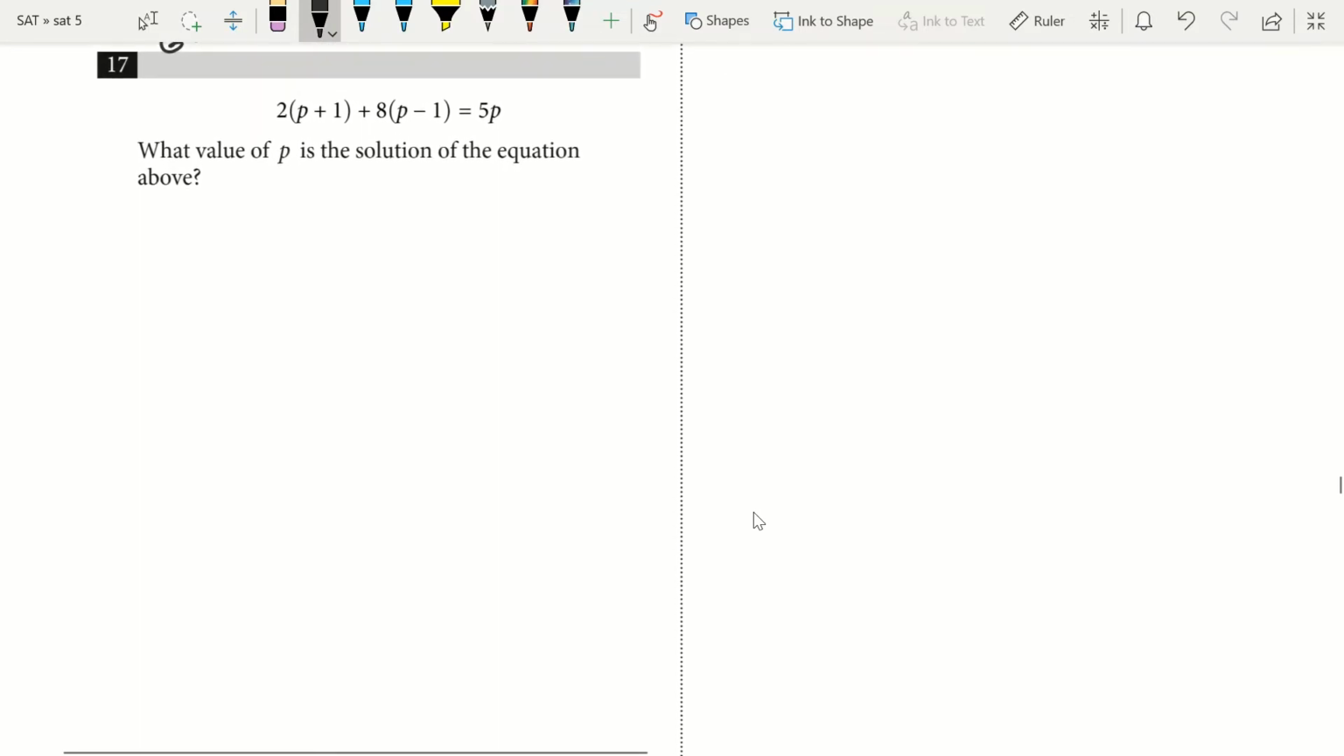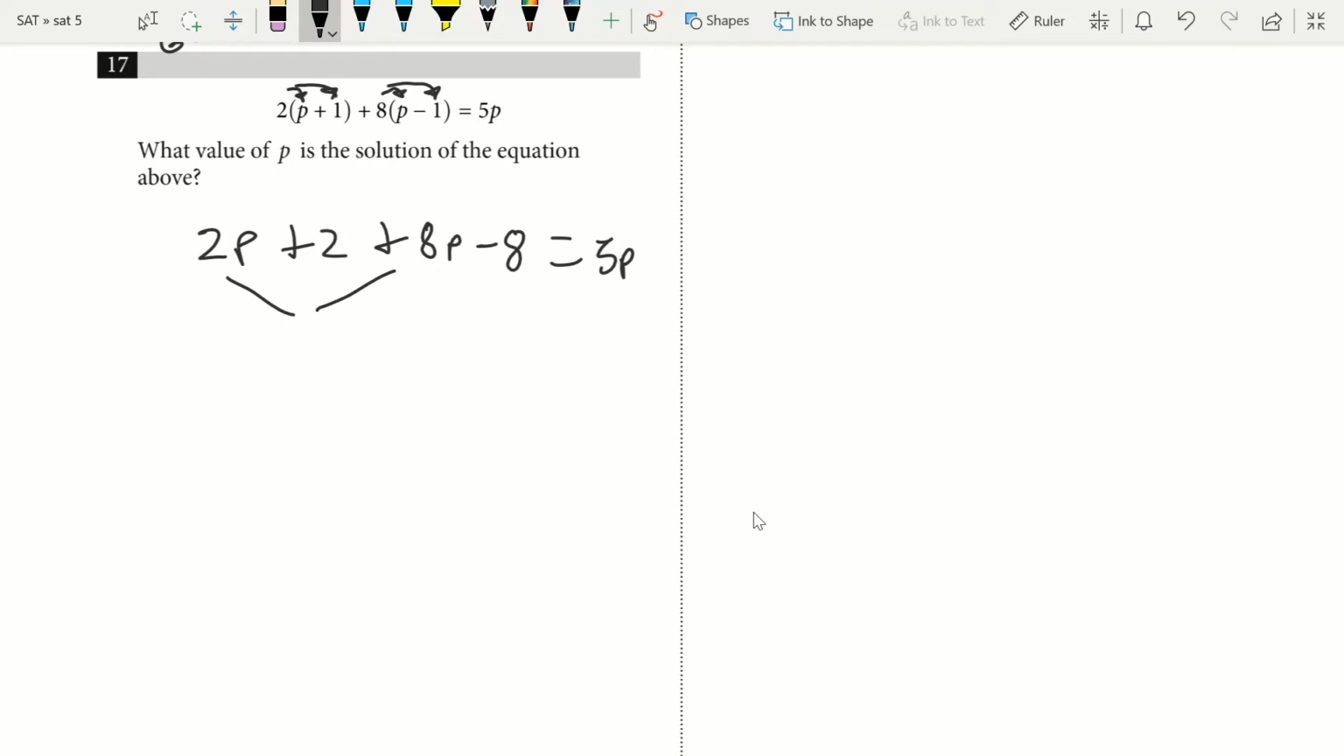What value of P is the solution of the equation above? Alright, here all that we're going to do is multiply our 2 by our P and 1, multiply our 8 by our P minus 1, get all our P's on one side, and solve for our answer, right? So 2 times P gives us 2P, plus 1 times 2, which is plus 2, plus 8 times P, so plus 8P, and then plus 8 times negative 1, which means plus negative 8, so just minus 8, and that equals 5P.